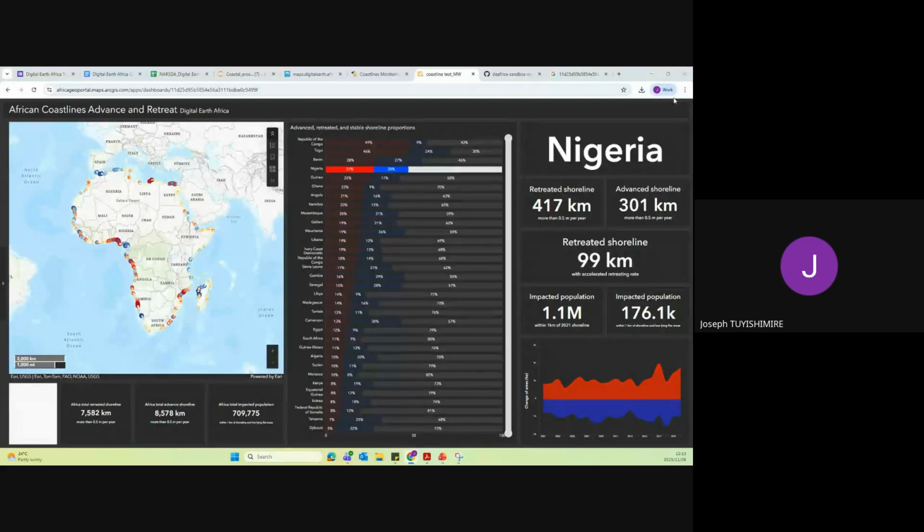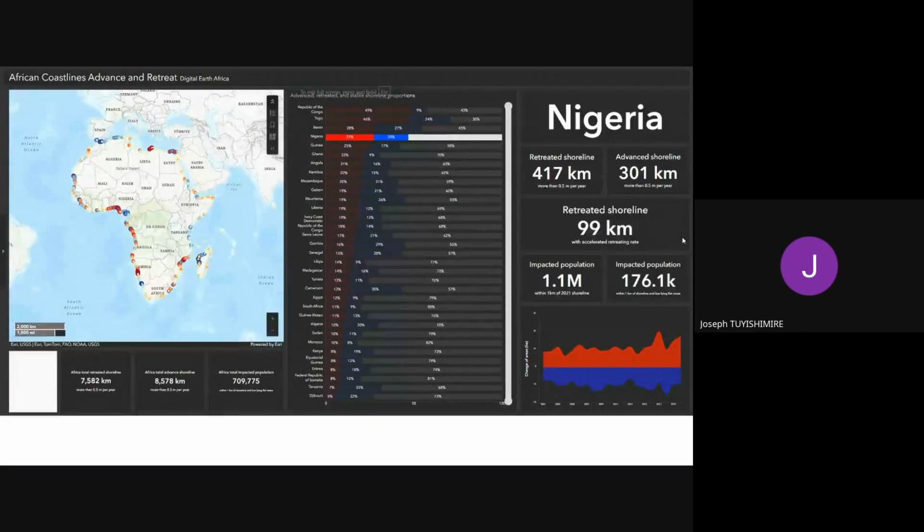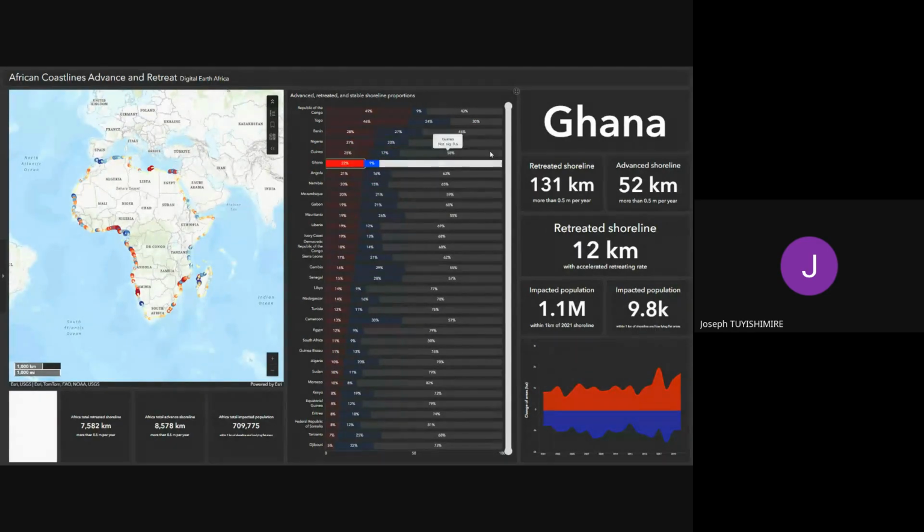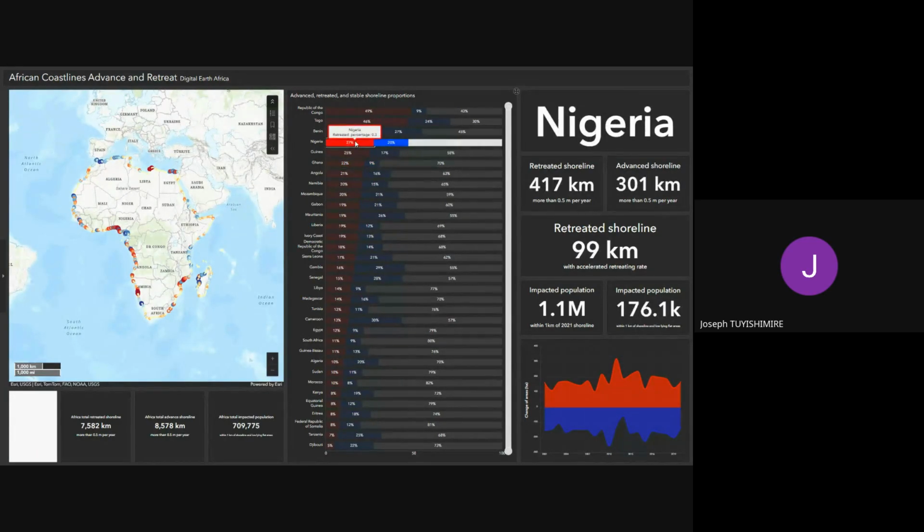So you can see on the dashboard, once it's loaded, we can click on each country and see the level of the erosion or accretion, and also for Ghana, the affected population. The population in such areas are the most vulnerable communities. So this was for Nigeria.